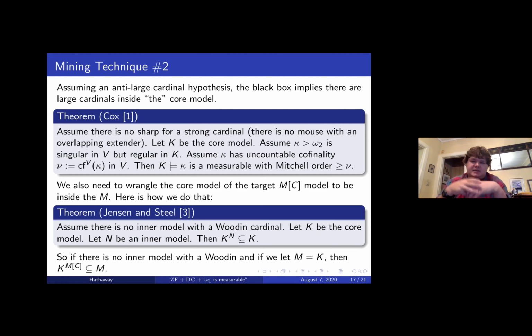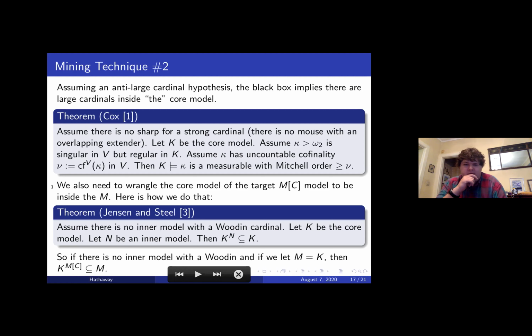All right, so let me say this one more time. As long as you're assuming this anti-large cardinal hypothesis, if the core model is wrong about a cardinal being singular, and if the cardinal has high cofinality in V, then the cardinal will have high Mitchell order in the core model.